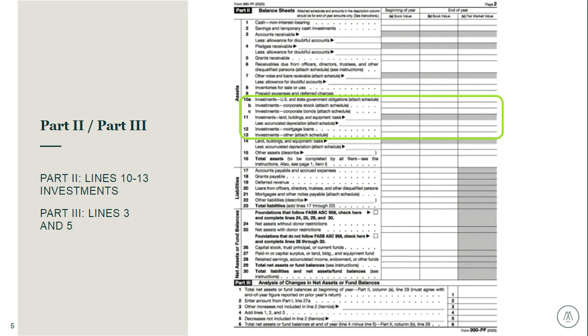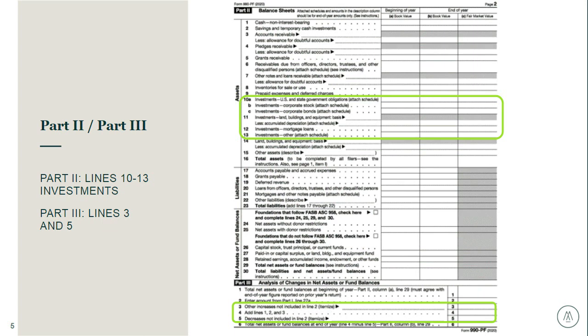For part three, lines three and five, that's where unrealized gains and losses should be disclosed. For accrual method or modified cash basis organizations. If you are on cash method, you may not have any unrealized gains here.